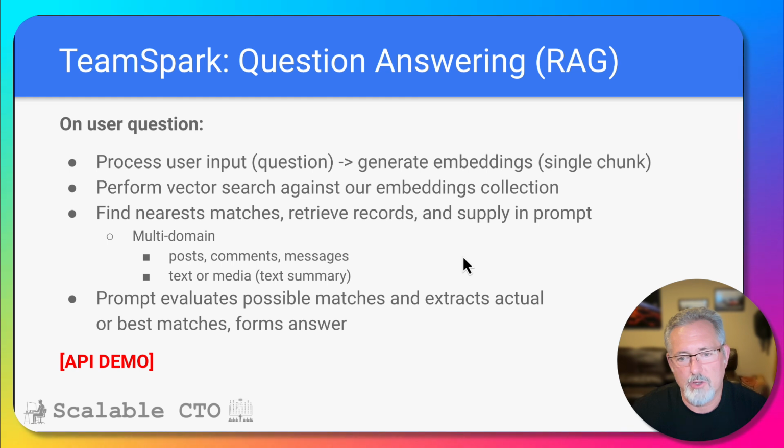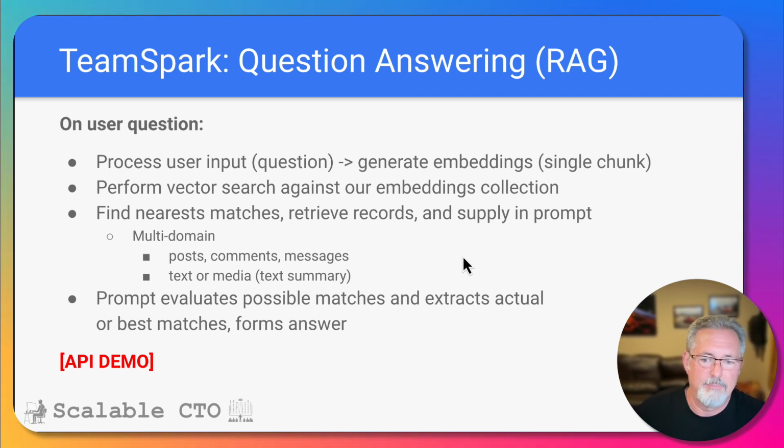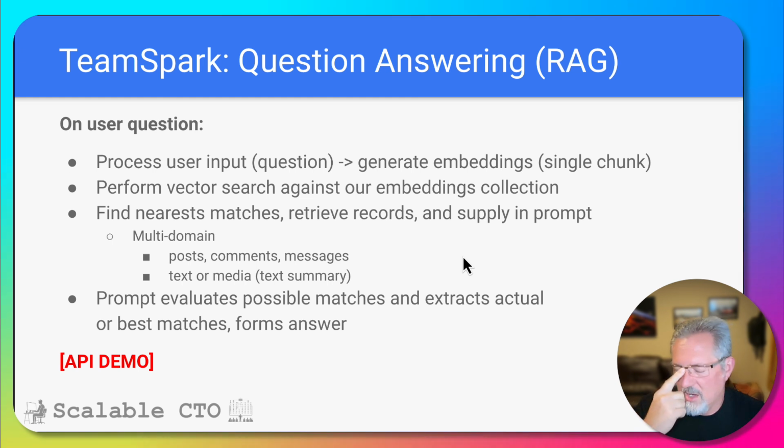And then we're going to pull all those records together, and they can be different. They can be from posts, comments, messages. They could be text or media. There could be a whole variety of things. So we're going to pull all that data together. Not all of it, but we're going to probably take maybe the 20 closest matches, and we're going to give that to the prompt as context and let the prompt go through and sort out what are the actual best answers to the question based on that data.